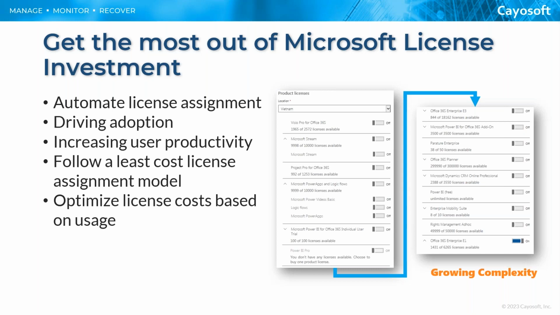Follow the least cost assignment model, meaning if somebody can get away with an E1, give them the E1, don't give them the E5. There's no reason for them to have all those things. If there is a reason, work up to it. You can always go up and pay a little bit more over time. It's much harder to take things away from people typically. Optimize your license costs based on the usage. So Microsoft provides usage information. You can download a list of who's in your environment and what they're using.